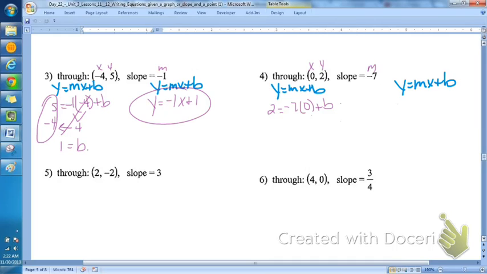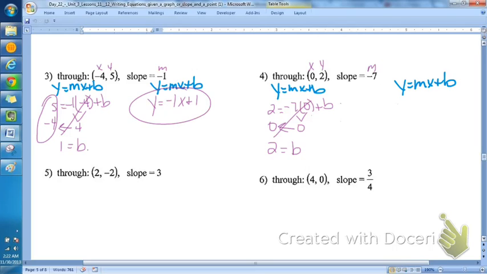To get b all by itself, I need to first multiply my m and x together. Anything times 0 is just 0. If you bring that over to the other side, 0 doesn't have a sign, so it just cancels out. Therefore, b is equal to +2.